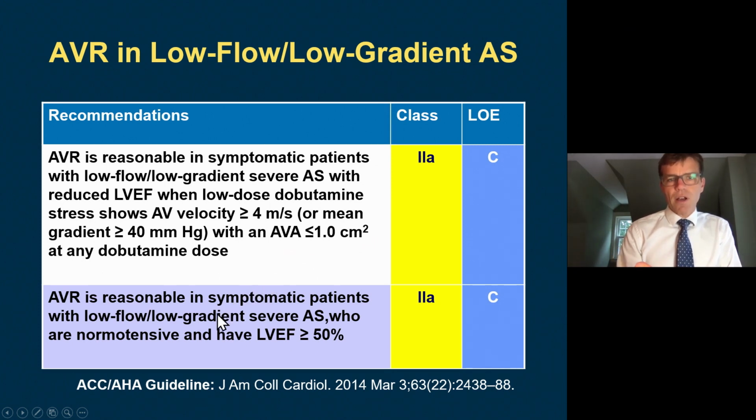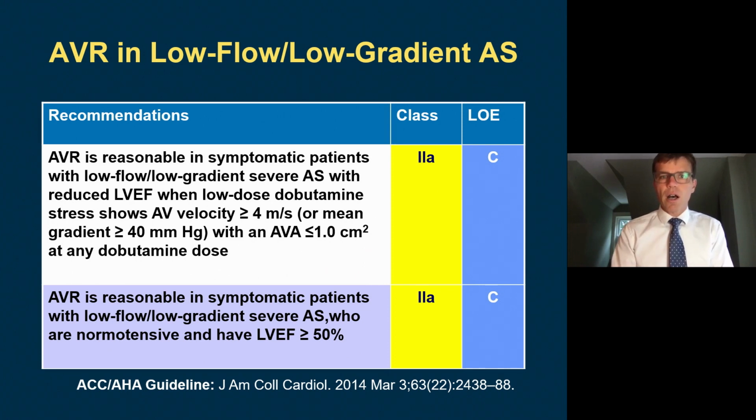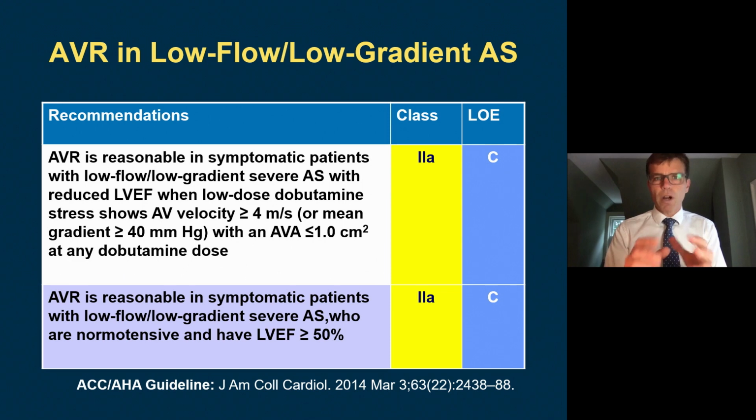And then you have this other class of patients where an AVR is reasonable in symptomatic patients with low flow, low gradient, severe AS, who are normotensive and have an EF greater than 50%. So this is the paradoxical, or it's the low flow, low gradient AS with preserved ejection fraction. We don't really know how these patients do. We don't think they do as well as the classical patients who have preserved ejection fraction and high gradients, but there's people where you might consider replacing the valve.